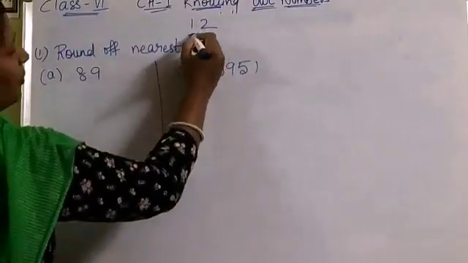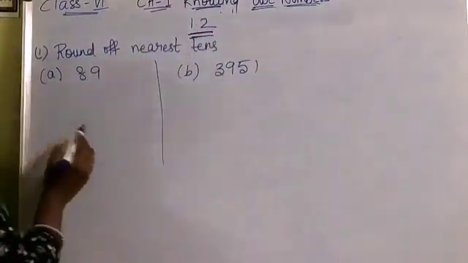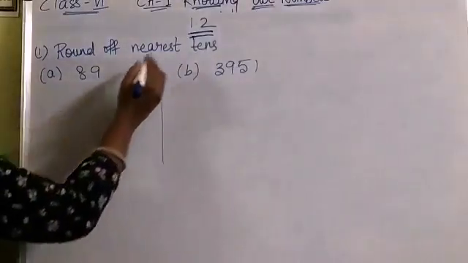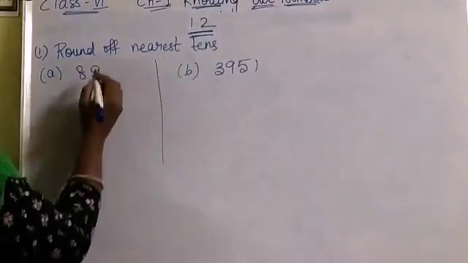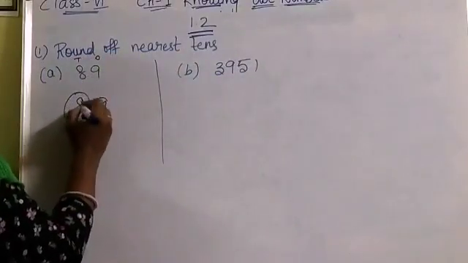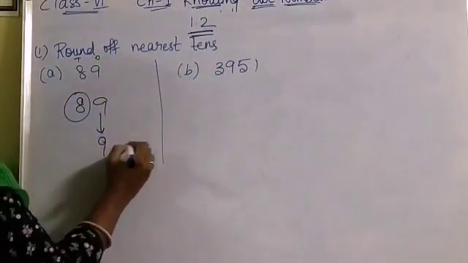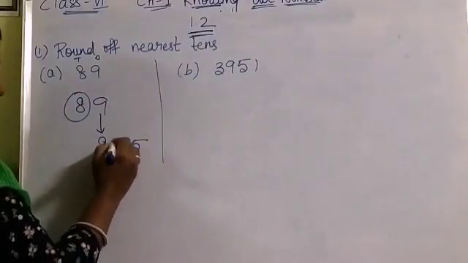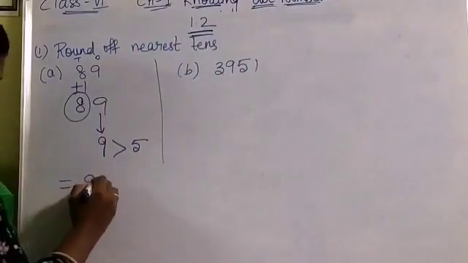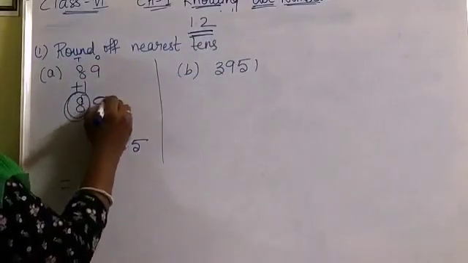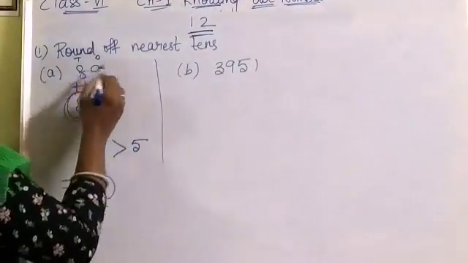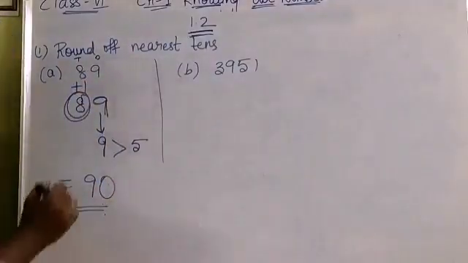Next, coming to exercise 1.2, children. In that, the first question is round off the following numbers to the nearest tens. Just now I have discussed that nearest to tens means you should round off the tens digit. This is the ones digit and this is the tens digit, right? 89, round off this number. Take the next number, 9. You compare with 5. 9 is greater than 5. Then add 1 to this number. So 8 plus 1 is how much? 9. And after this round off, how many digits are there? 1 digit, so keep 0. 90 is the answer. 89 is very near to 90.